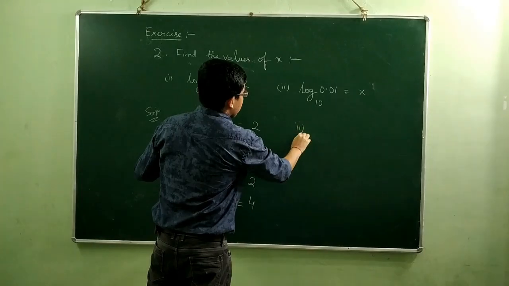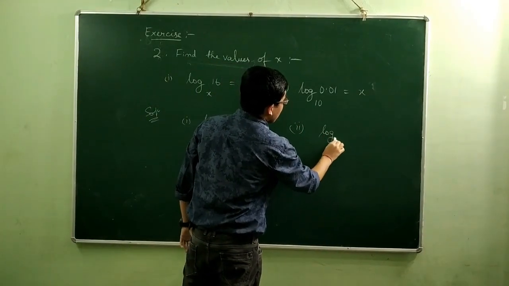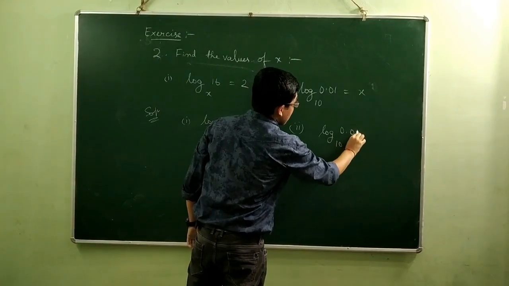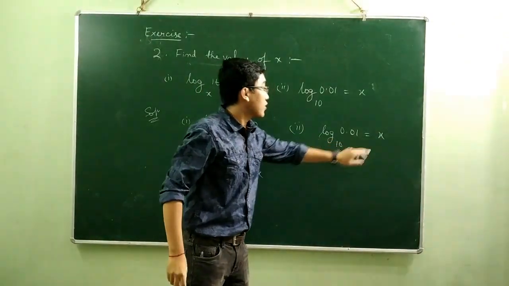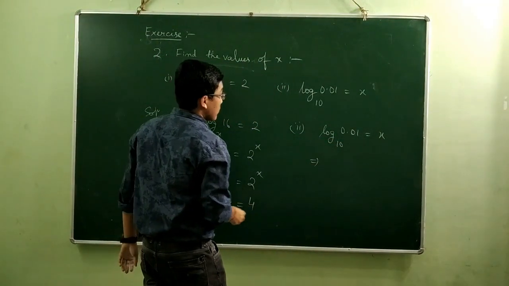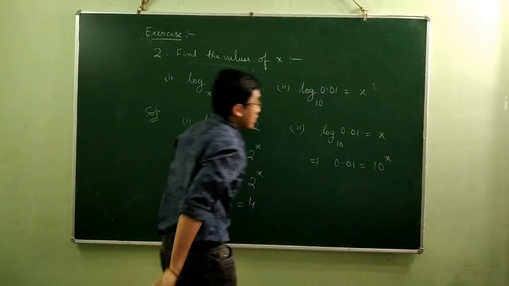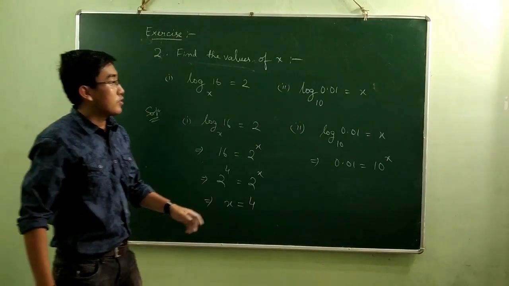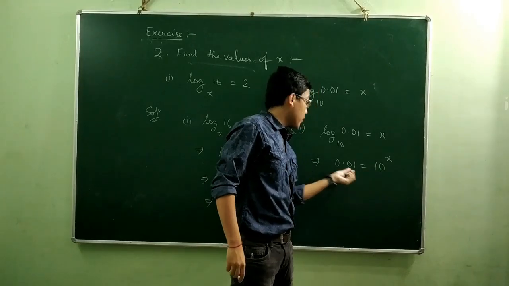The next problem says log 0.01 base 10 equal to x. I have to find the value of this x. Now with the property of logarithm, I can say that this is nothing but 0.01 equal to 10 to the power x. Now what will be the value of x, such that if I take 10 to the power x, I will get 0.01.